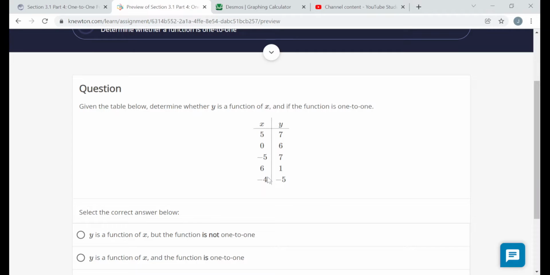So look, every input is going to one output, right? There are no repeating x values. 5 goes to 7, 0 goes to 6, -5 goes to 7, 6 goes to 1, -4 goes to 5, right?